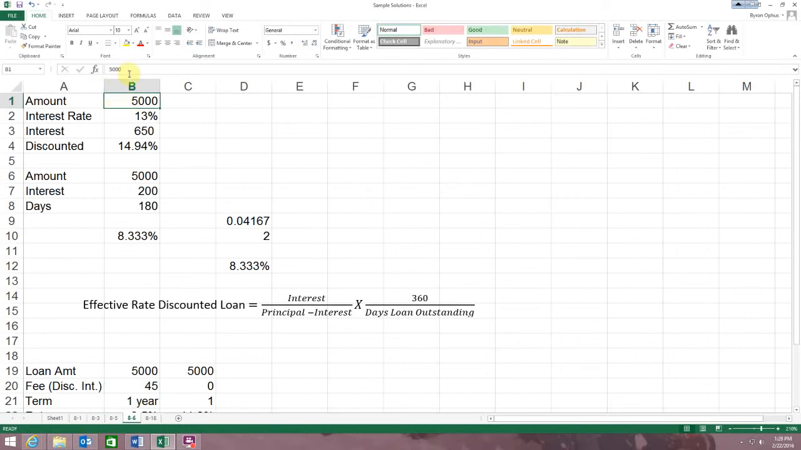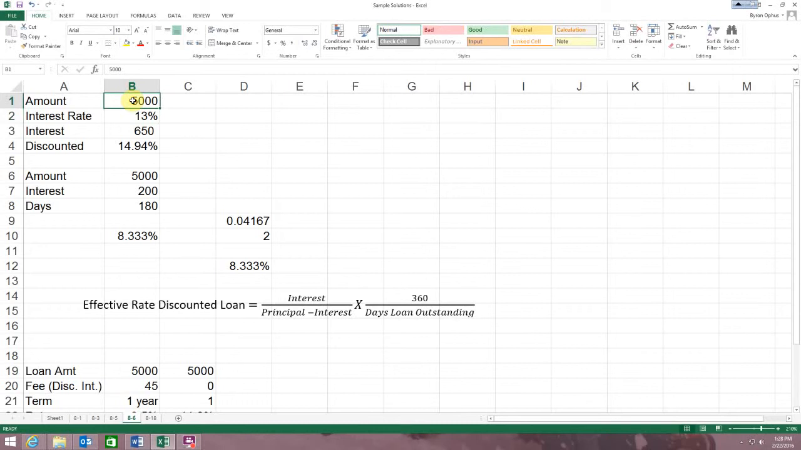You have to read it. The question says, Saul Pine borrows $5,000 for 1 year at 13% interest. What is the effective rate of interest if the loan is discounted? Well, if you borrowed $5,000 for 1 year at 13%, the amount of interest that you would pay, and then I'll talk about discounted loans, is simply the two things that they've given us.